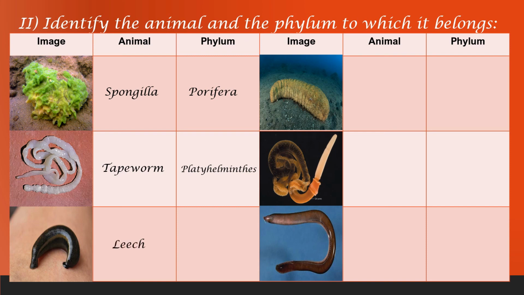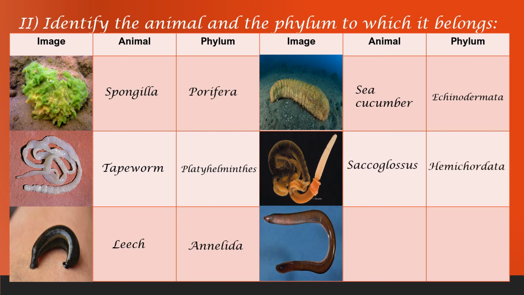Now the next animal is sea cucumber. Sea cucumber belongs to phylum Echinodermata, correct. Then the next animal is Saccoglossus. Saccoglossus belongs to phylum Hemichordata. Now the last image is of the animal Myxine. Myxine belongs to phylum Chordata.